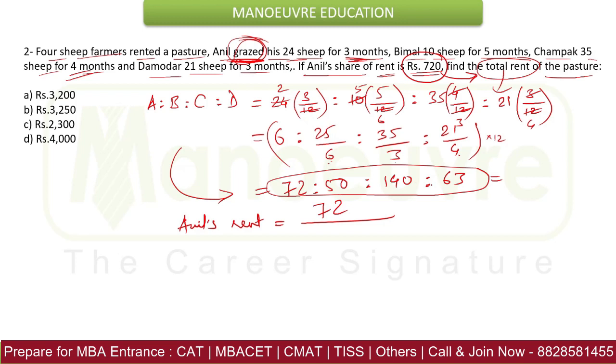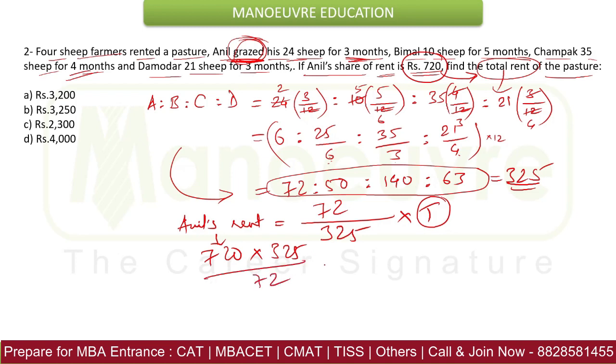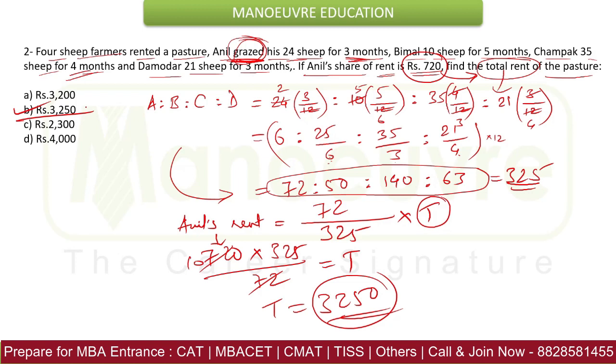This sum total will be 325 into total rent. Total rent is T. Let's suppose Anil's rent is given as 720. So 720 into 325 divided by 72 will be the total rent. So total rent will be 3250. So hence option B will be the answer over here.